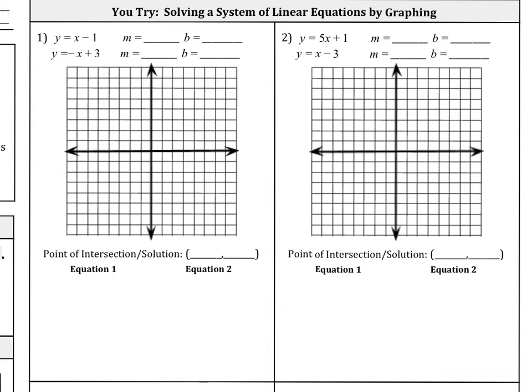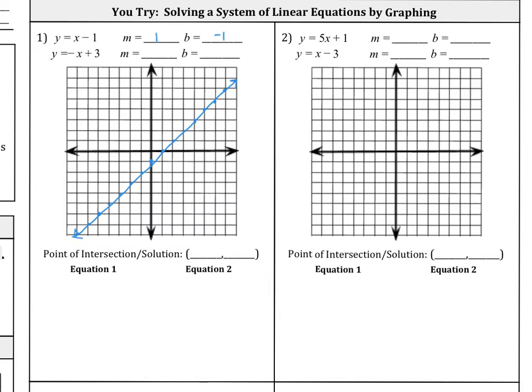For number 1, the slope of the first equation is 1 and the y-intercept is negative 1. When you graph it, you start from negative 1, which is the y-intercept, and then for the slope you go up 1 over 1, up 1 over 1, and you extend the line on both sides. Remember, this is a positive slope, so it's a line that rises from left to right.